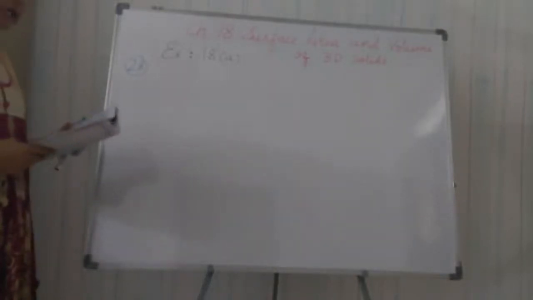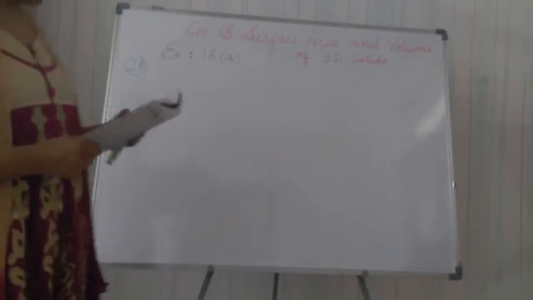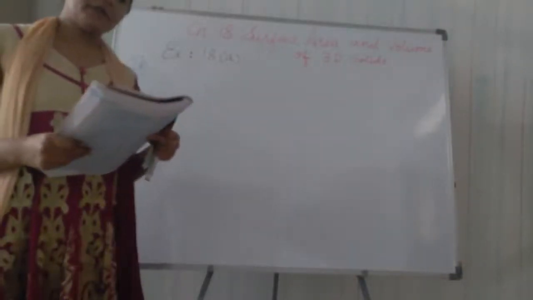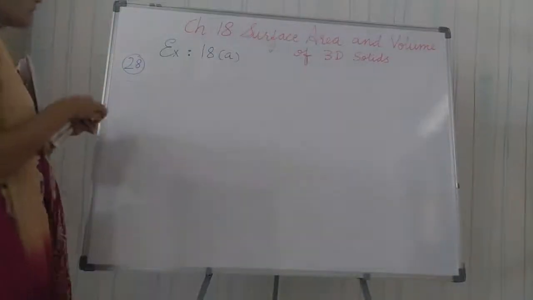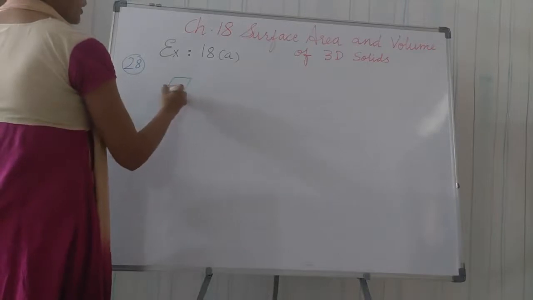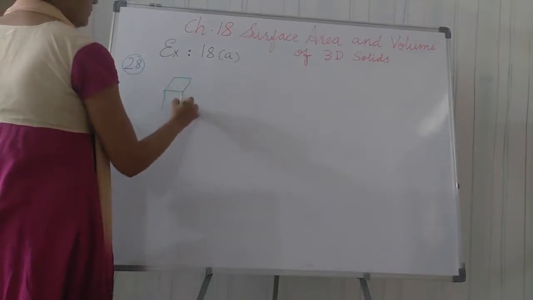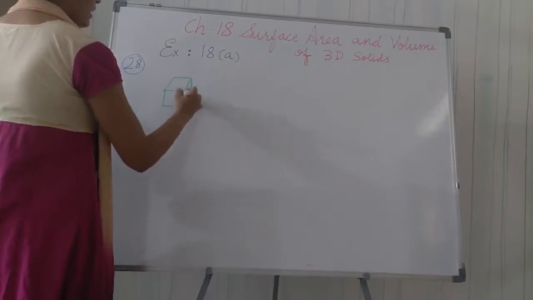Now let us take the last question of this exercise, question number 28. Two cubes, each of volume 343 centimeter cube, are joined end to end. Find the surface area of the resulting cuboid. So students, what they say here is that two cubes are joined end to end, like this is one cube and another cube.